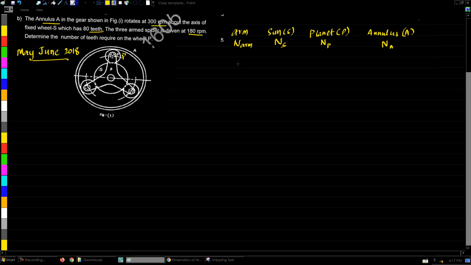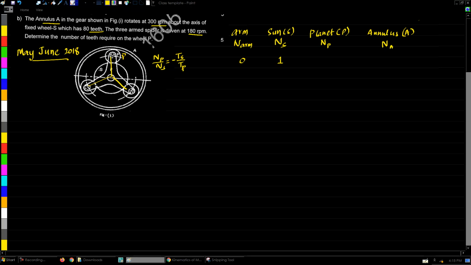So now, in the first step, we have to assume that the arm is stationary. Fine. So this 3-armed spider that you see here, we have to assume that it is stationary, and the sun is undergoing one complete rotation. So with respect to this input, we have to find how many rotations the planet and annulus are going to perform. So to do that, we'll have to take the ratio. Fine. So np by ns will be equal to minus ts by tp. You might be knowing why we are taking this minus, because the two gears S and P are engaging outside of each other, and the rotations are going to be opposite to each other.